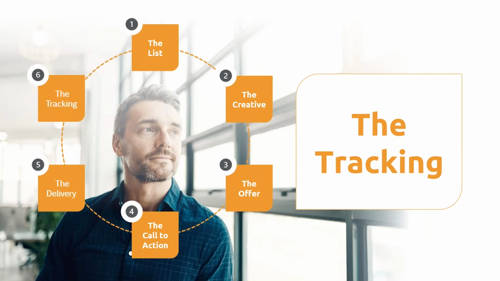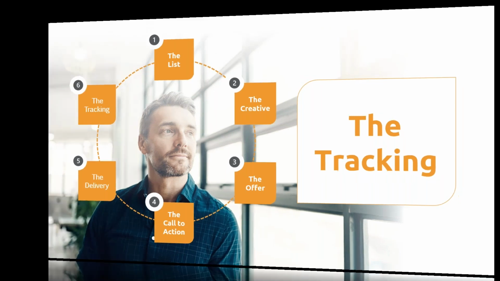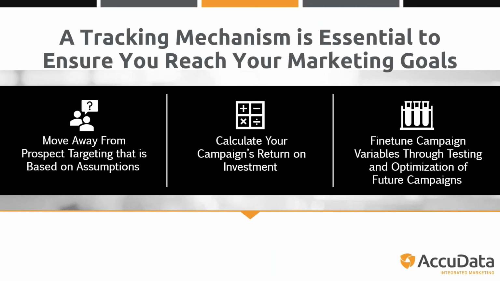Now, the last thing that we're going to speak to today regarding the key components for a successful direct mail campaign is going to be the tracking. And the tracking is one of the most essential mechanisms with regards to your overall campaign that is going to help to ensure that you have reached your marketing goals. If you don't have a tracking mechanism built into your direct mail campaign, you will not have an effective means to determine which responses came from your direct marketing efforts or which responses were organic.